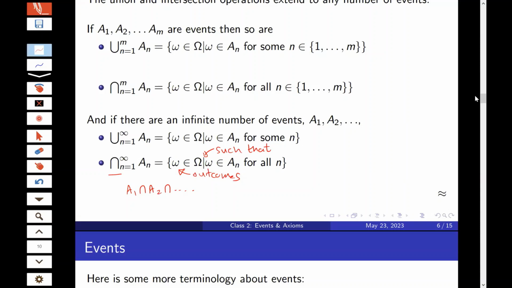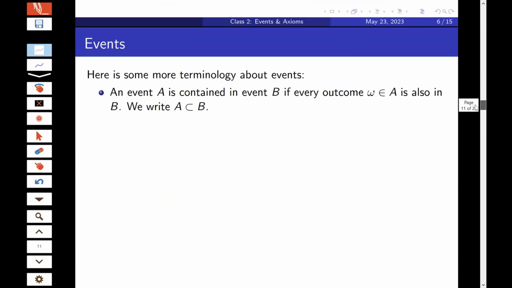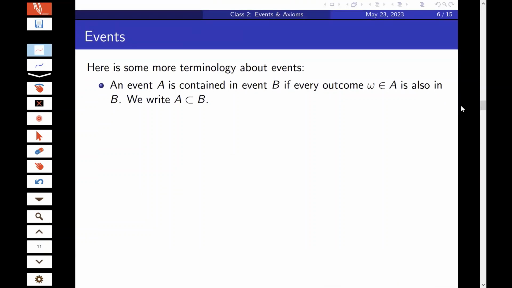Okay, so that's the end of extending this one into a higher number of events. But in this class, you will get a maximum of 3 events to find union and intersection. But we can extend that into infinitely many events. Next, we will talk about more terminologies, mathematical terminologies, we will use in this class.